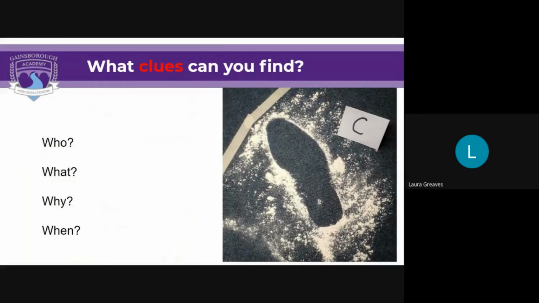Next, let's have a look at piece of evidence C. What can you tell me about this footprint? Pause the video and see if you can work out what this clue shows us. Think about who made the footprint. What are they doing there? Why did it happen there? When did it happen there?